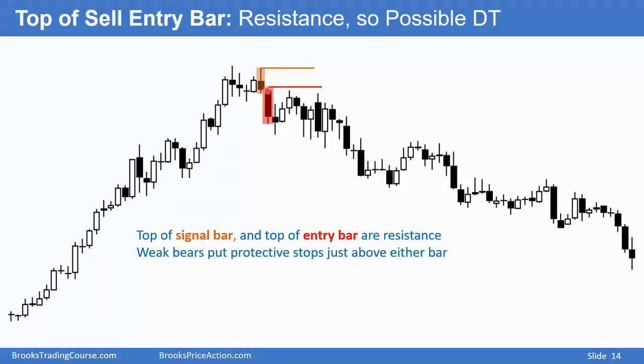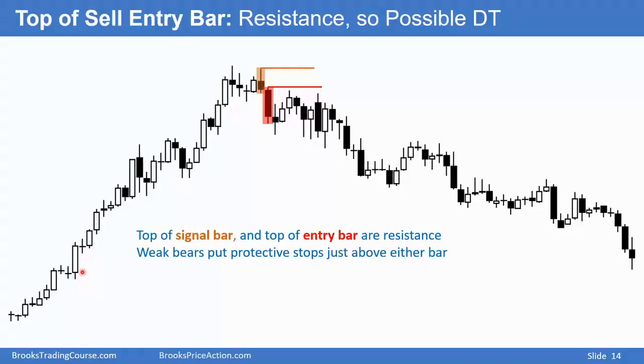The sell signal bar, the sell entry bar. The top of the signal bar is resistance. The top of the entry bar is resistance. Weak bears put their stops just above either bar. Stronger bears will use wider stops, just in case it evolves into a trading range and this is not quite the top of the range. Not a great sell, probably minor reversal.